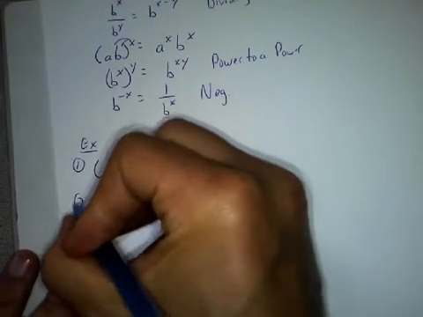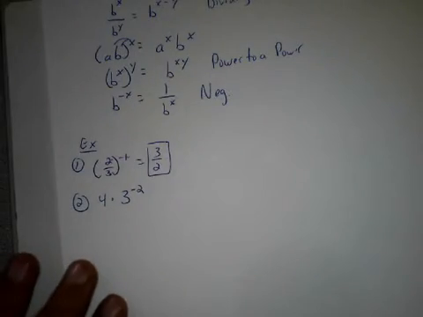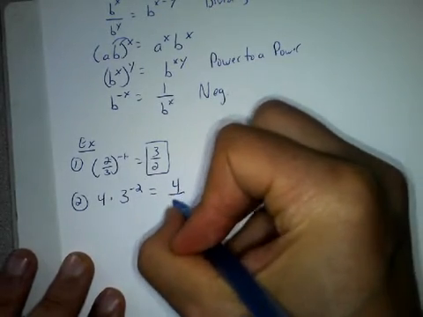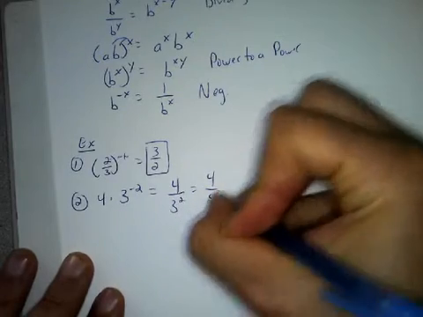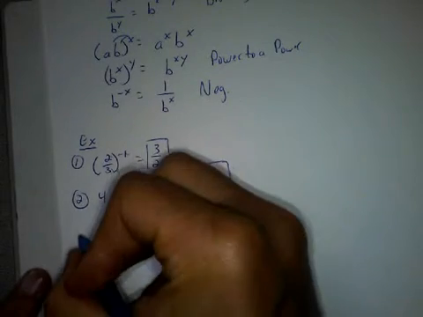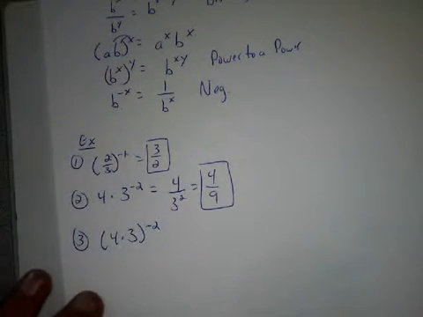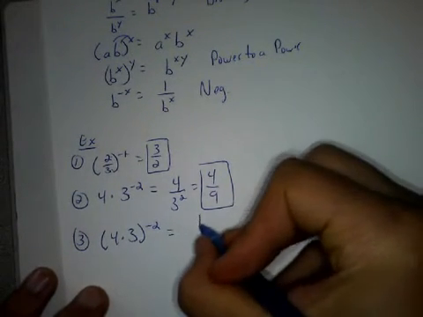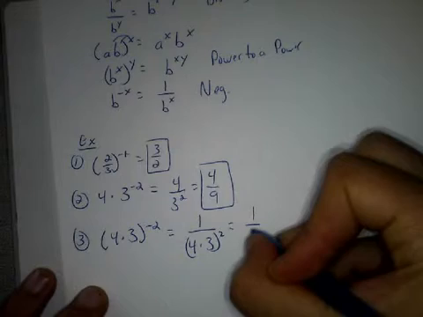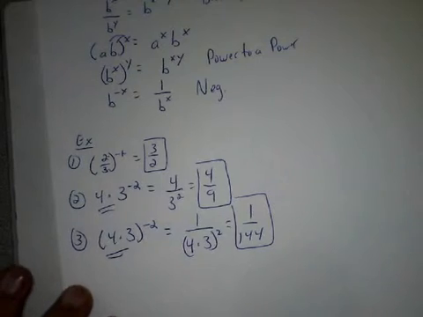If I said something like this one, 4 times 3 to negative 2nd. It's important to notate that this negative 2 is only on the 3, and therefore it becomes 4 over 3 squared, or 4/9. If I give you a problem such as this, 4 times 3, all to negative 2nd, now the entire quantity is being flipped, so it's therefore 1 over 4 times 3 squared, which is 1 over 144. So this is a very important distinction about the position of the exponent.